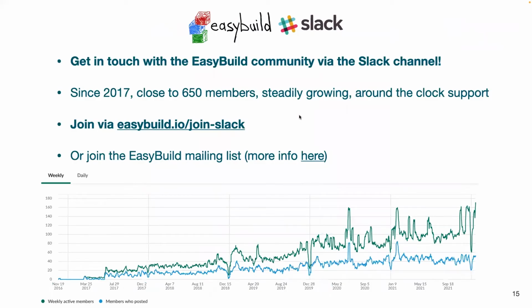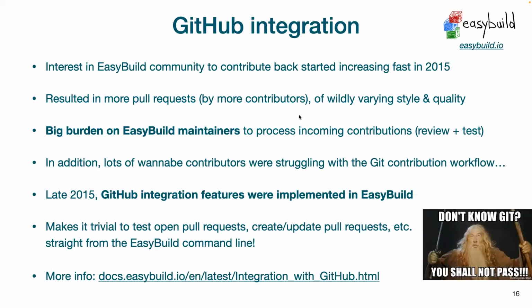If you want to get in touch with the EasyBuild community, you can do so via the EasyBuild Slack channel. I highly recommend this because it's very active. It has about 650 people there, and you basically can get around-the-clock support. It's people in the US, people in Asia, people in Europe. So whenever you have a question on EasyBuild, you can post it there, and it's quite likely you will get a good response. It's open for anyone to join, so just go to easybuild.io/join-slack.